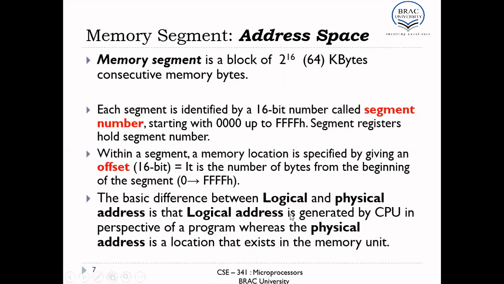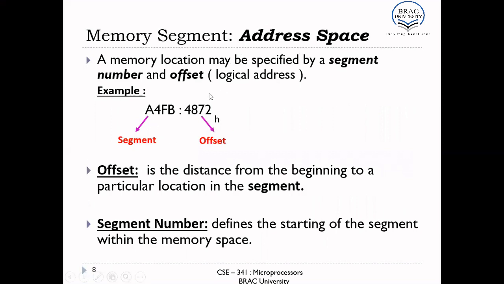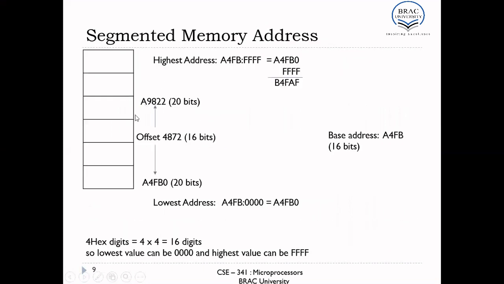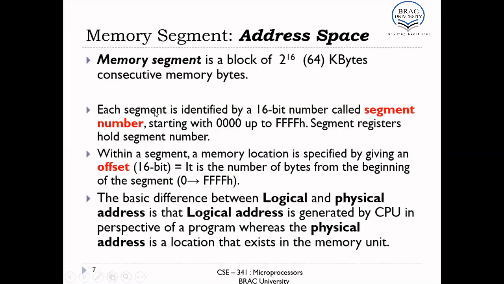A logical address is the address that is generated by the CPU itself from the perspective of a program. The CPU knows which location it has to access for data or instruction read and write, right? So the CPU generates this address by itself. So these are called logical addresses. But the physical address is calculated from those logical addresses. Whereas the physical address is a location that exists in the memory unit.